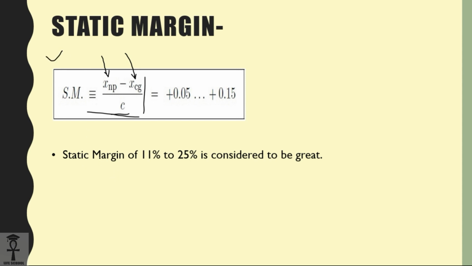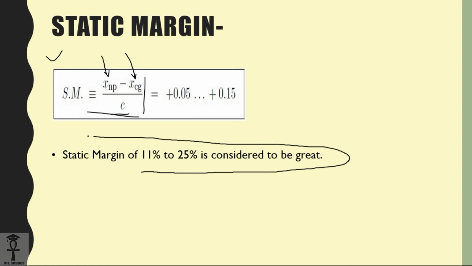Now for our plane we have to select a static margin of about 11 to 25%, which is quite good for flying conditions, and the more stable the plane, the better it is for flying. Then this XNP can be found from XFLR 5. This CG we have to adjust accordingly and get the static margin as good as possible, and this is how you're going to stabilize your plane.